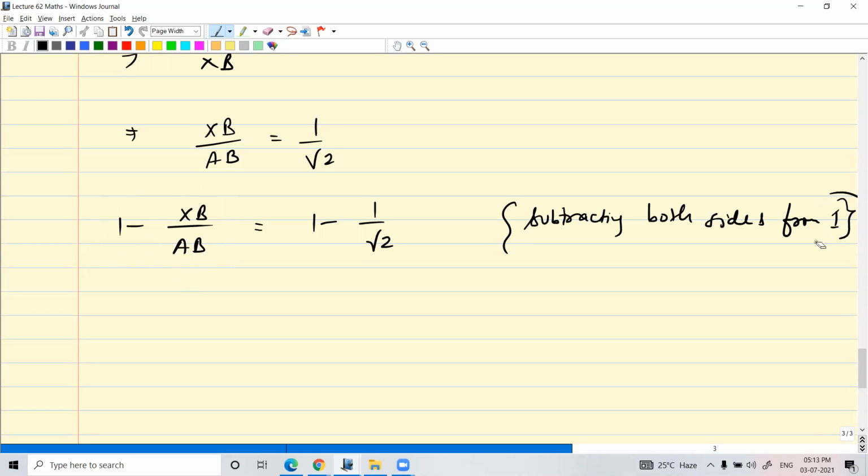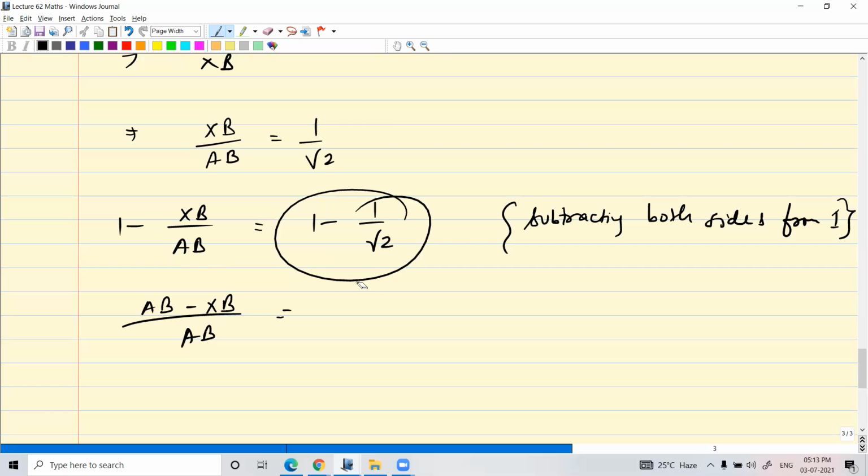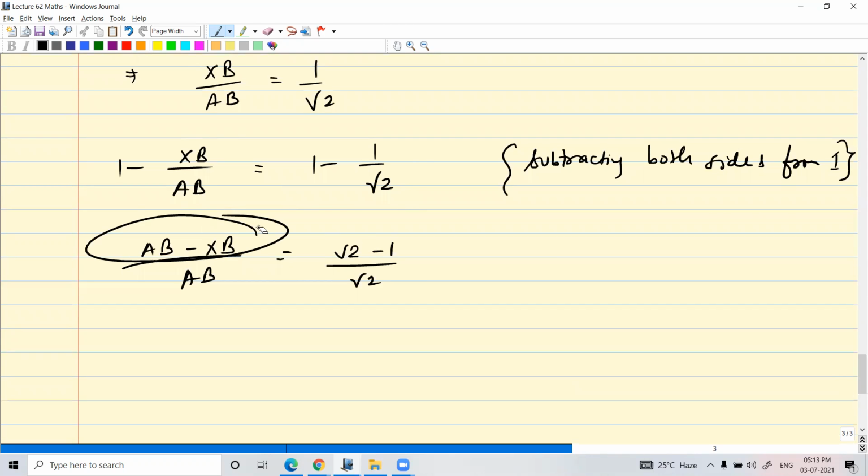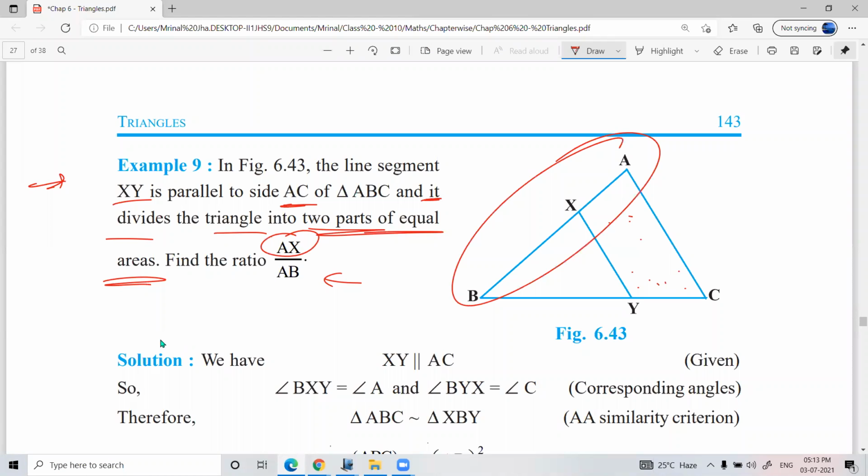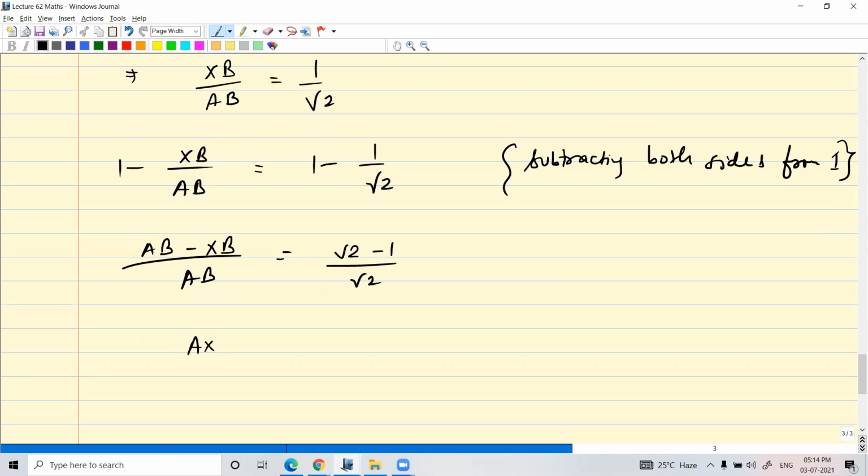Number 1, don't put a circle, otherwise it will be equation 1. We are not using equation 1, just the number 1. So AB minus XB by AB. What will this be? Simplify and tell me. Root 2 minus 1 by root 2. Yes. What do we know? AB minus XB will become AX. So AX by AB is equal to this whole thing.